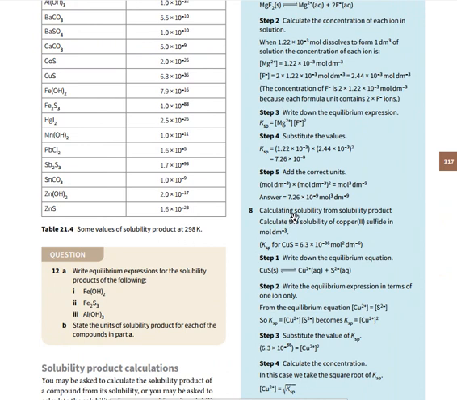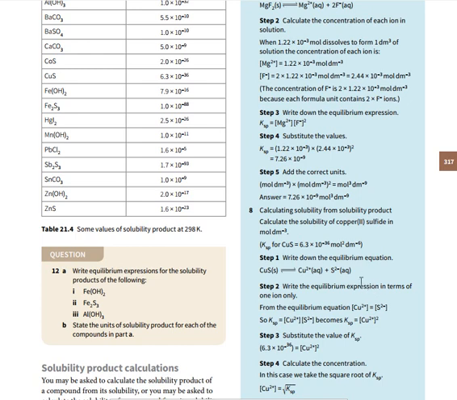So the next question is to calculate the solubility from the solubility product of this molecule, copper sulfide. You need to know what copper sulfide is. So you have the solubility product Ksp. In this, the formula is going to be Ksp equals the concentration of copper ion times the concentration of sulfide ion. So this is what occurs. Now they ask you to calculate the solubility of this molecule.